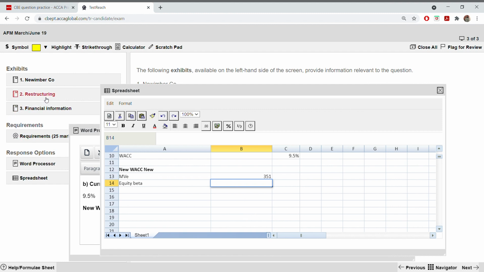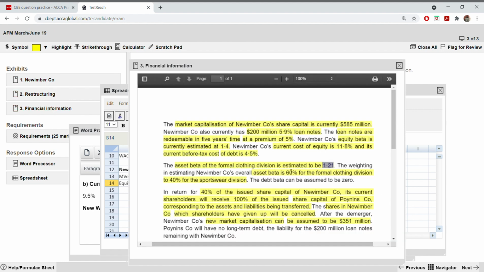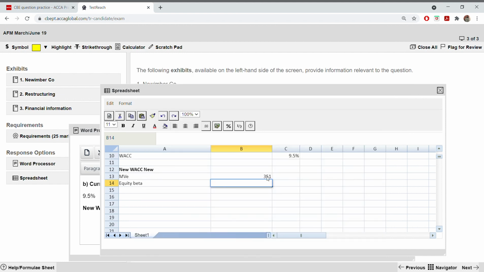Why is it that you are not using the weighting? You should not use the weighting at all. Why? Look at it. They say asset beta formal clothing division. So formal clothing division remains with the new member, before demerger also, after demerger also. What are you selling after demerger? You are selling sports division. To whom are you selling? To Poinance. When you are finding the value for Poinance, in that case, then you have to use these weightings, 60% and 40%. Not for the new member. You don't have to use them because you are using only the formal clothing division. This is wholly for the clothing division. So you can use 1.21 as it is.